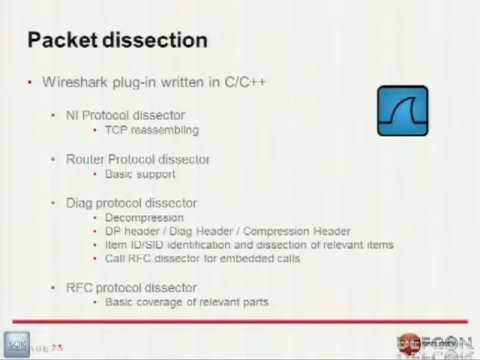It also identifies the different items, and some of the most relevant are also dissected. The values of those items are also dissected. And this dissector also calls the RFC dissector when it finds an embedded RFC code. So the last dissector is for the RFC protocol. It has some basic coverage because it's another protocol, and it would need another research project. But some of the relevant parts of an RFC code are also dissected.